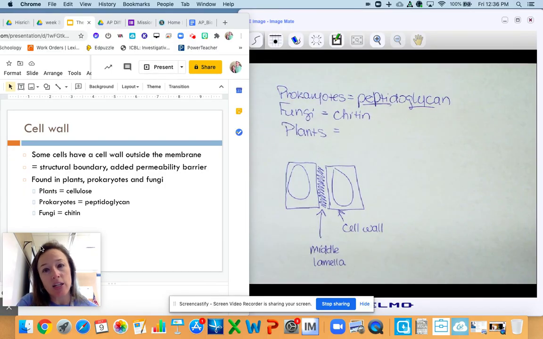Fungi have a cell wall made of chitin. I know it looks like chitin, it's not, it's chitin. And chitin is a carbohydrate, so it is a polysaccharide, so a bunch of monosaccharides put together. It is actually the same thing that when you step on a roach and it goes crunch, it's disgusting, I know, that is chitin. So a lot of insects, their exoskeleton is made of chitin. So fungi have cell walls made of chitin. It's not as crunchy as an insect's chitin, but it's the same basic concept of a molecule, okay?